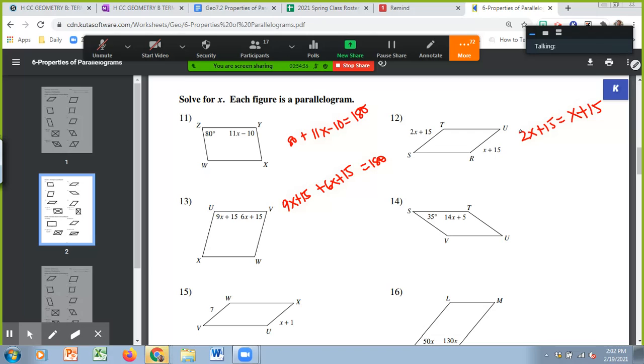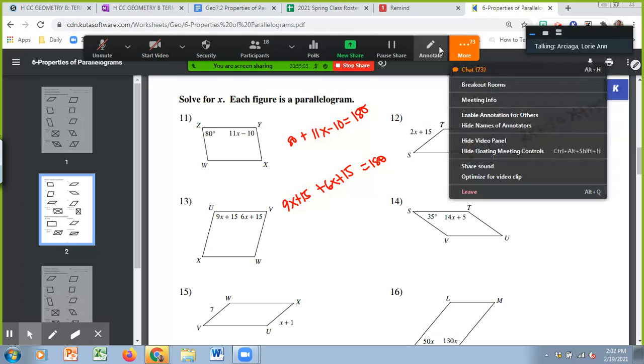Which one is 0? For number 13? Which one is 0? Number 12. Okay, that's fine. That will still make them equal to each other, right? Because if x is 0, yeah, okay. As long as they end up being congruent to each other.